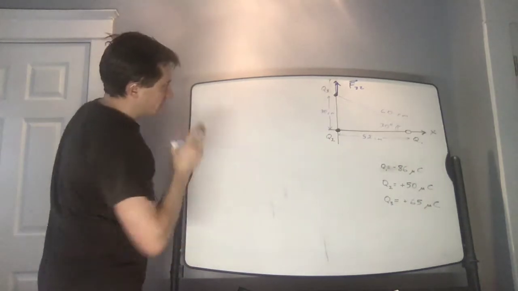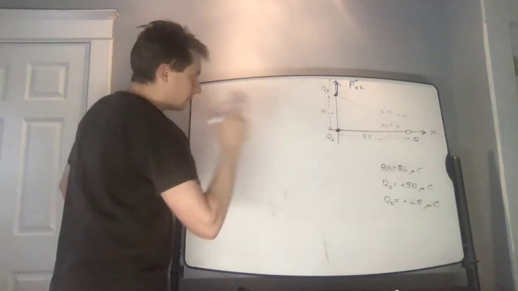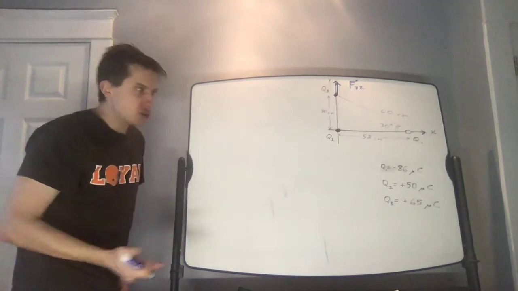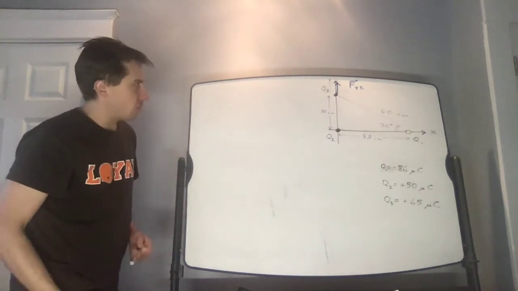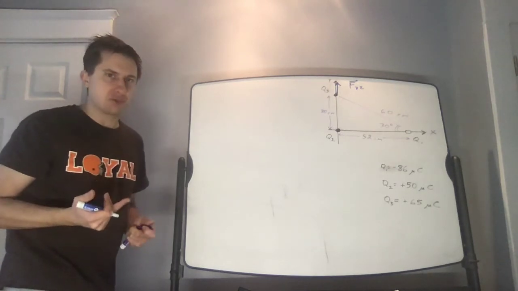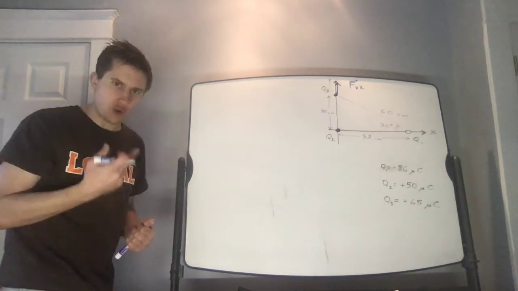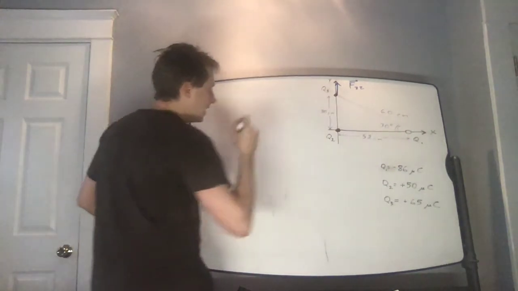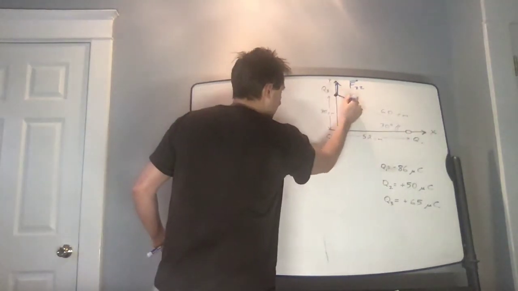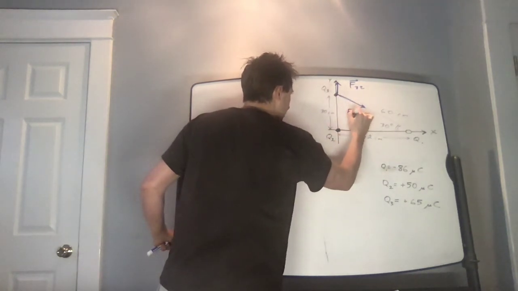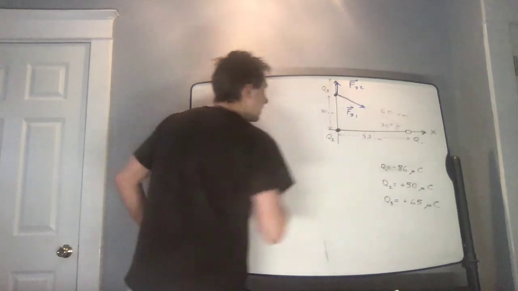Now there is going to be a force on Q3 from Q1. I see Q1 has a negative charge and Q3 has a positive charge. Because those charges are opposite, the force on 3 from 1 should be attractive. So Q3 will be pulled towards Q1. This will be a different force, something like this, and I'll call this F31, the force on 3 from 1.